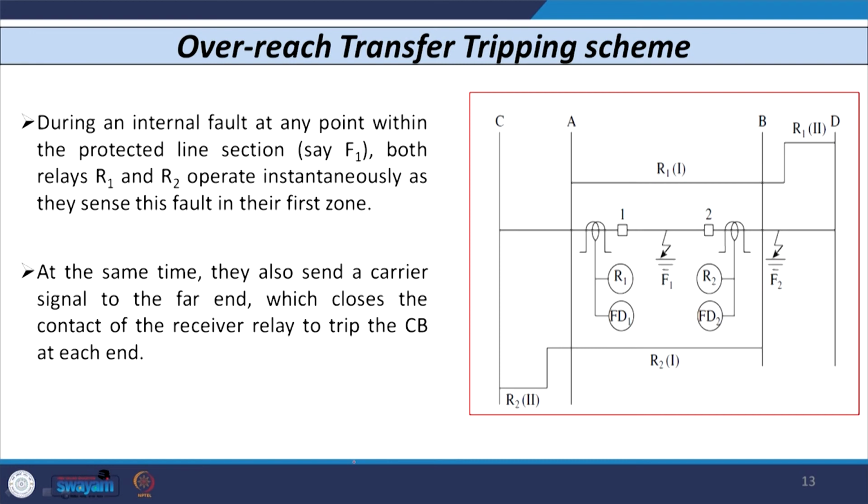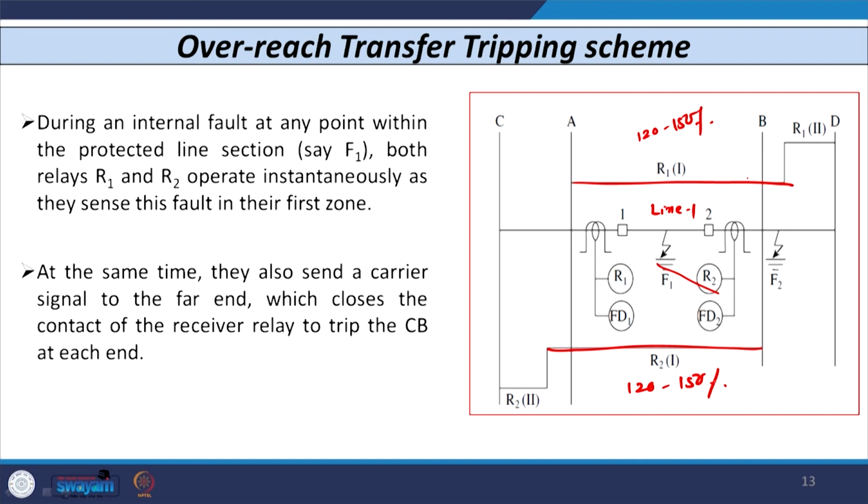So, as I told you, in case of overreach, the first zone reach of relay R1 will go beyond the line section. So, here this is the line to be protected. Similarly, the first zone of relay R2 will go beyond the line section. The usual setting is 120 to 150% on each side. So, this is the first zone setting of relays R1 and R2.